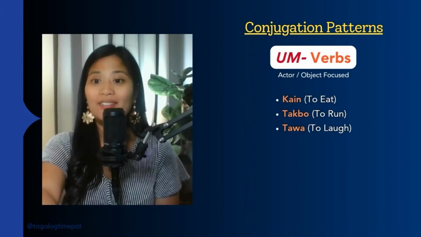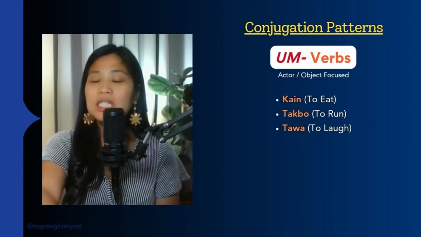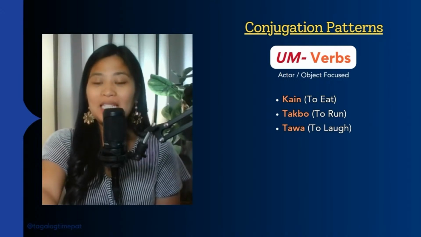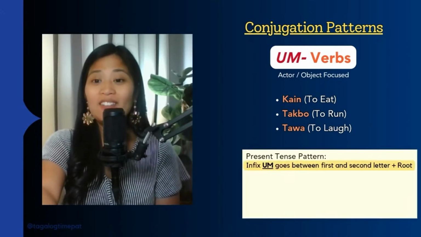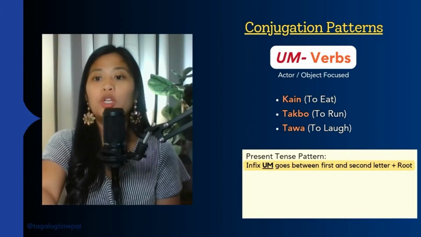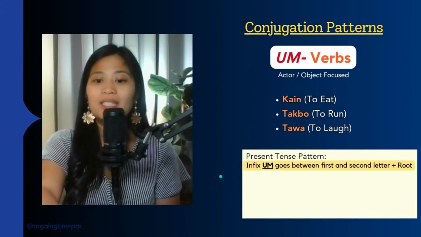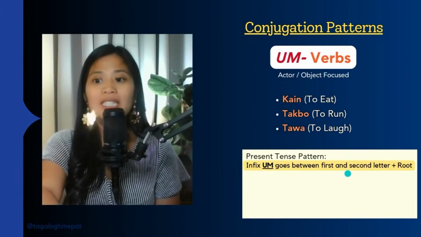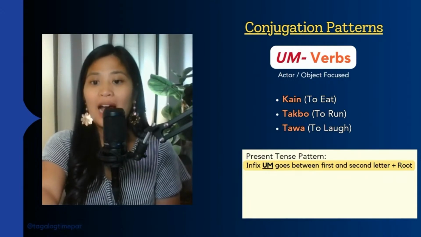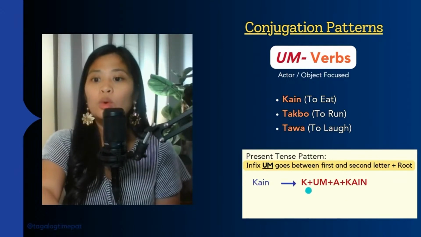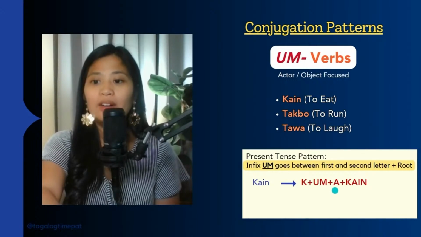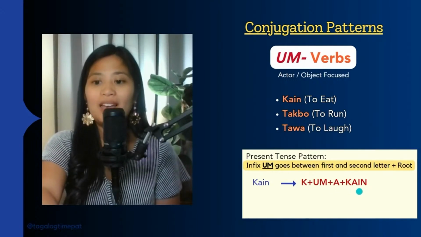Tawa is to laugh. Now you might be wondering, why are these um verbs? Um doesn't appear in the word at all. It's because um is the infix that goes into the word when you are conjugating it. So in the present tense, to conjugate an um verb, the infix goes between the first and second letter, and then it's the root at the end. So for example, kain, to eat, becomes kumakain.